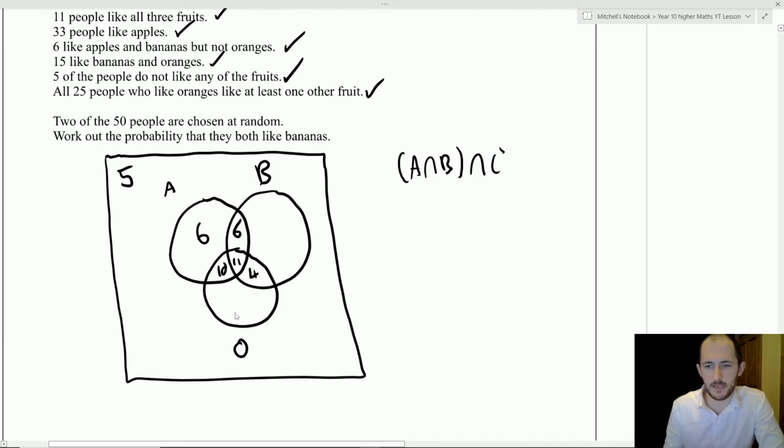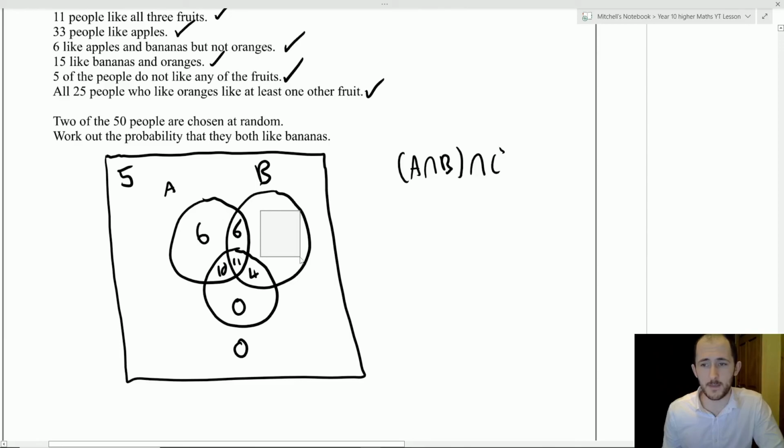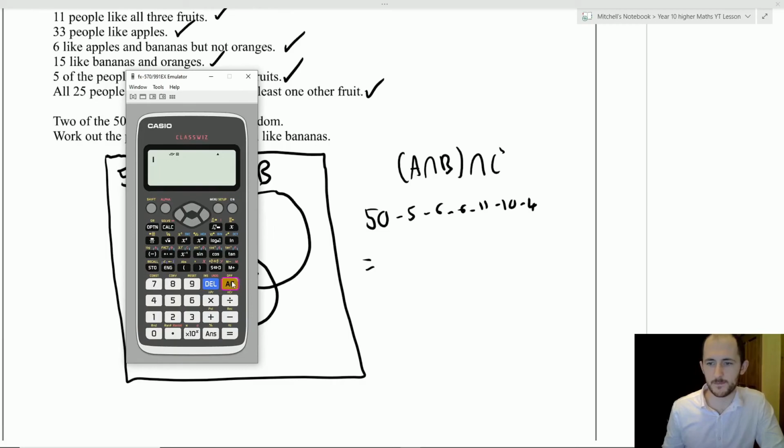Okay. Now, if you want, you can actually write a 0 in where this part is. Because again, everyone that liked oranges liked other fruit as well. Okay, so there's 0 in just the oranges. So now, everyone else needs to be in just the banana circle. So we're doing 50 minus 5 minus 6 minus 6 minus 11 minus 10 and minus 4. And that will give us everyone that's left over, which is in the banana circle.